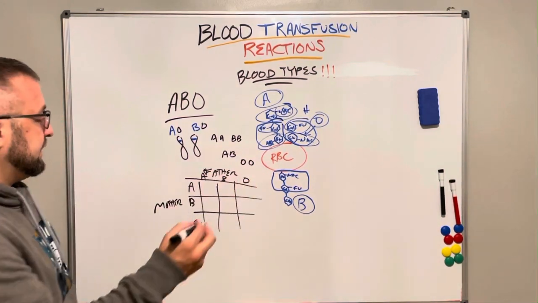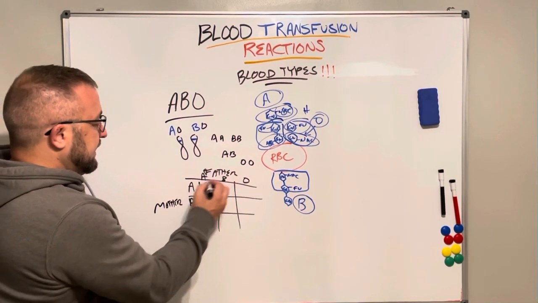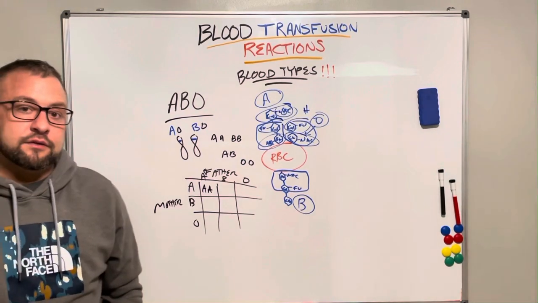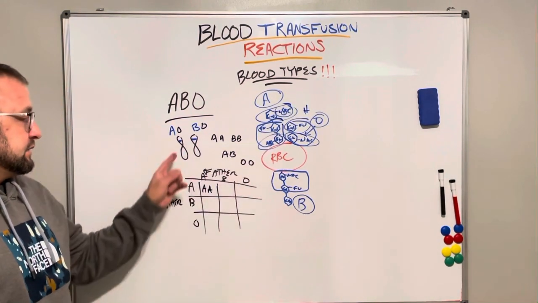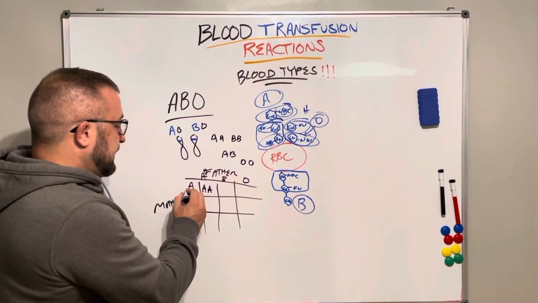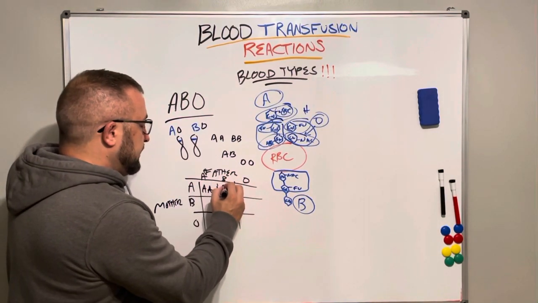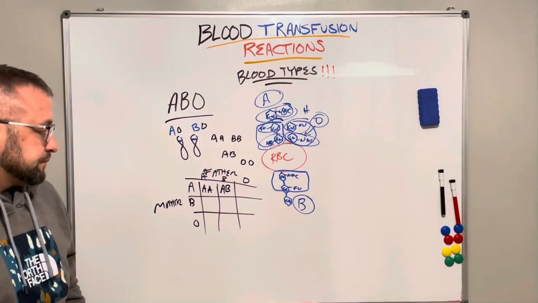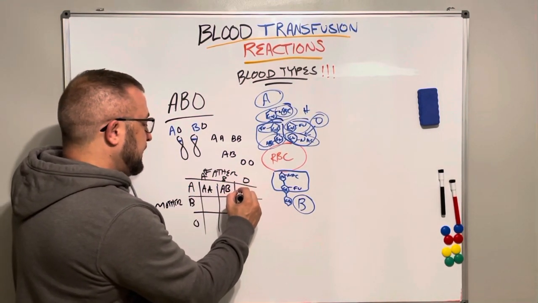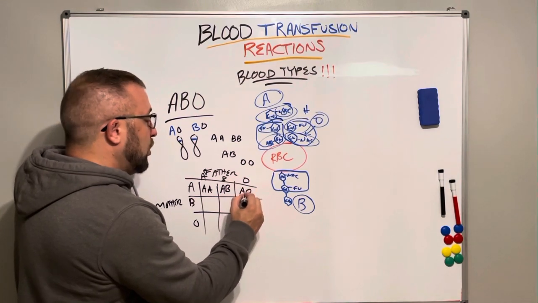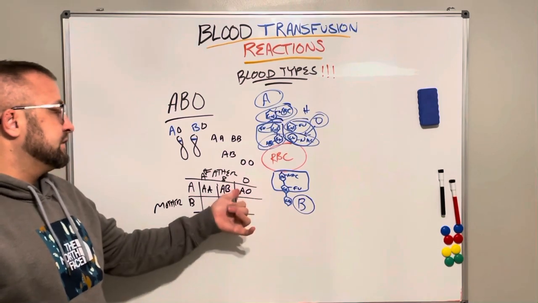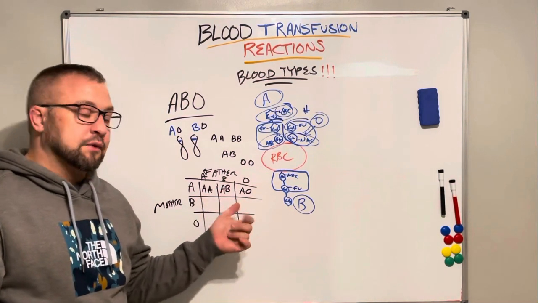So if we look at this, if the father had A and the mother had A, we could have AA, two types of A attached since it's codominant. If the mother had A and the father had B, we could have AB blood type. If the mother had A and the father had O, we could have AO blood type, which we need to remember, every one of them has a base of O, so this would be recognized as type A blood.